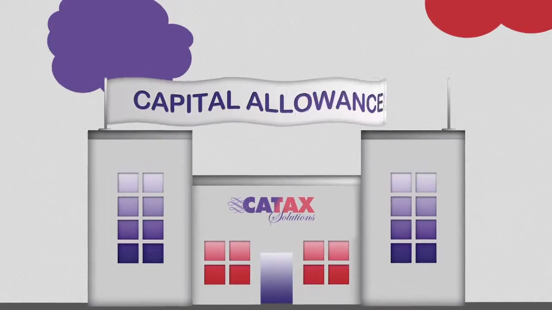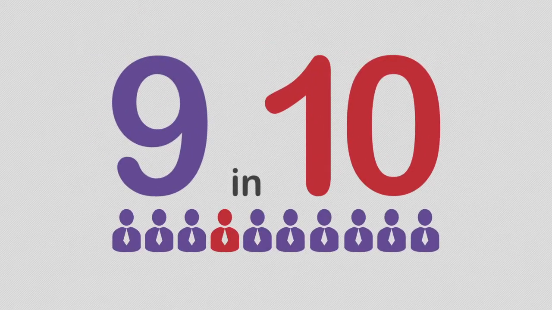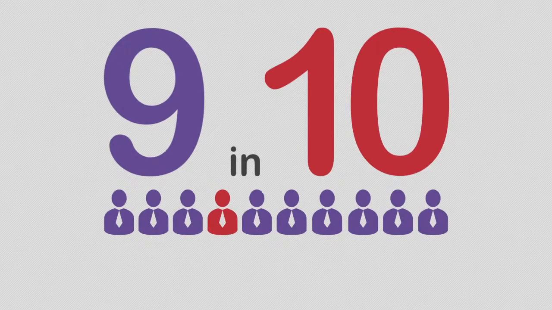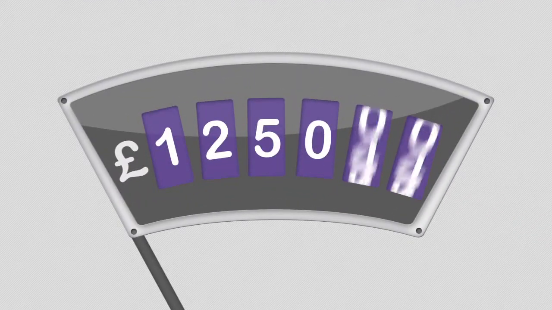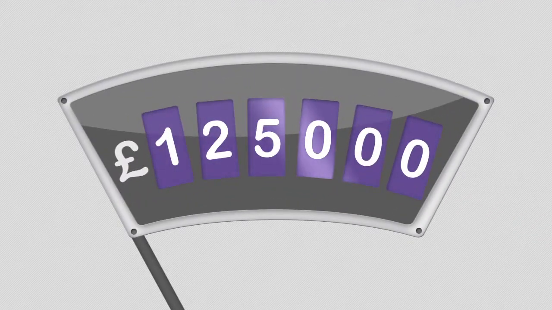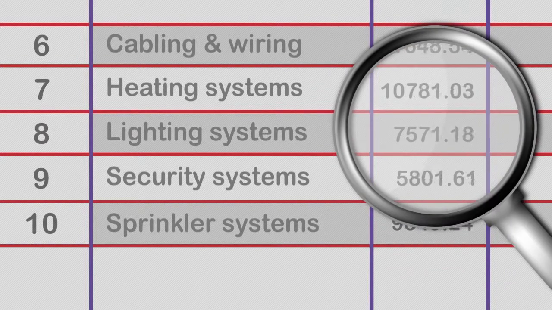Capital allowances are a valuable form of tax relief for commercial property owners under UK law. Research suggests that 9 out of 10 owners of UK commercial property will be due a sizeable tax benefit because of unused capital allowances. And we're not talking small change either. Our average claim is over £125,000.